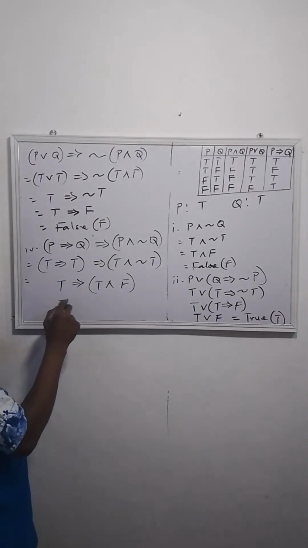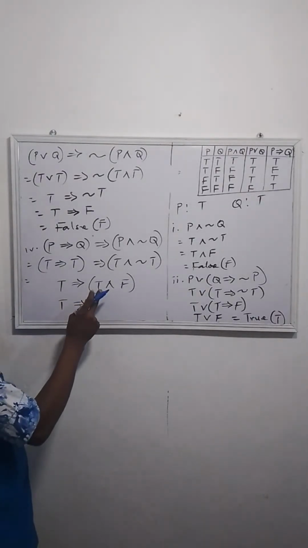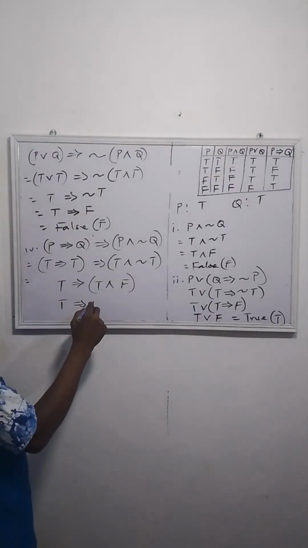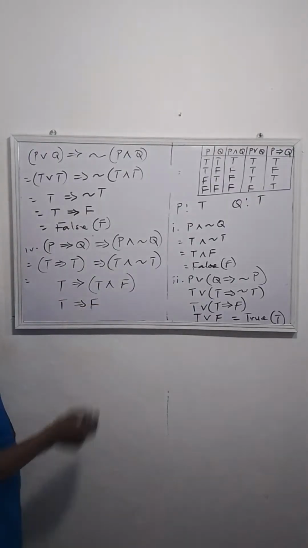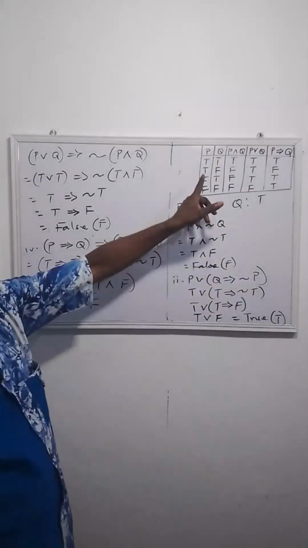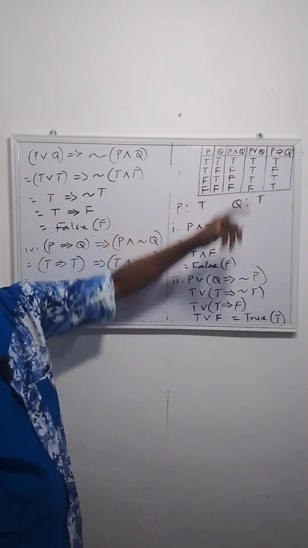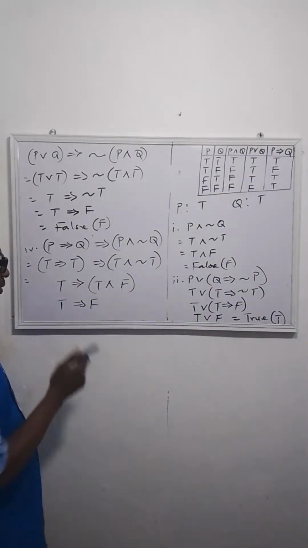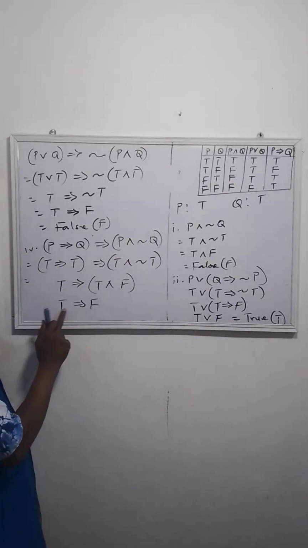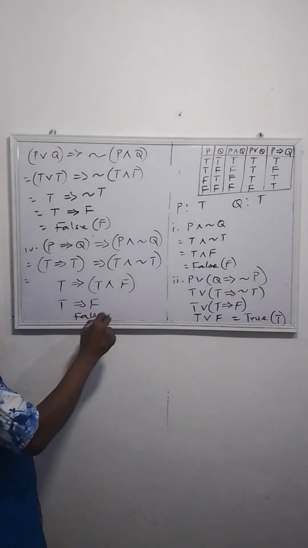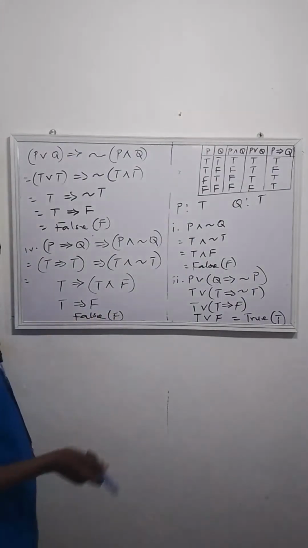Okay, and that is true implies. Now true and false. True and false is false. Look at the AND table. True and false is false. This is the AND table. And then what's going to be the answer? True implied false is going to be false. So that means we are all correct.